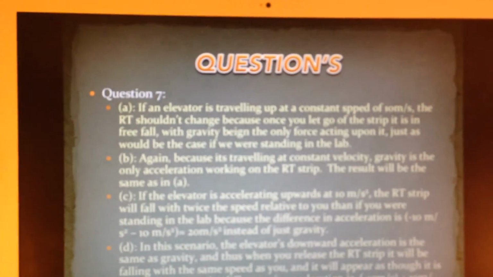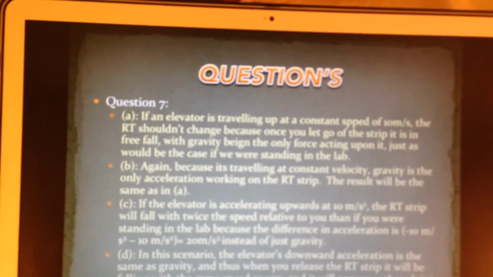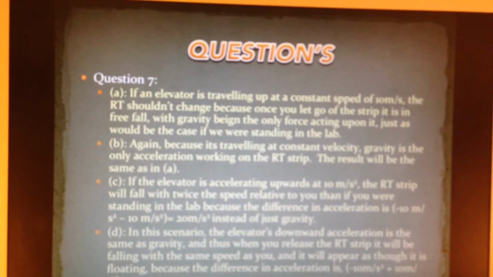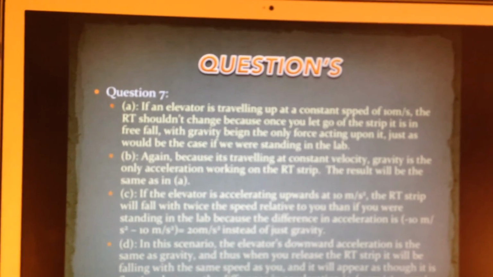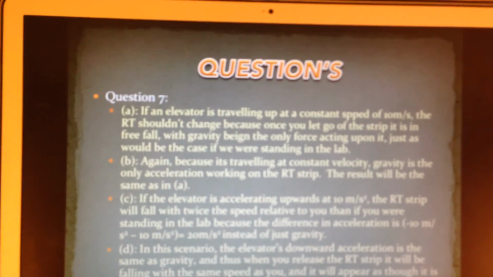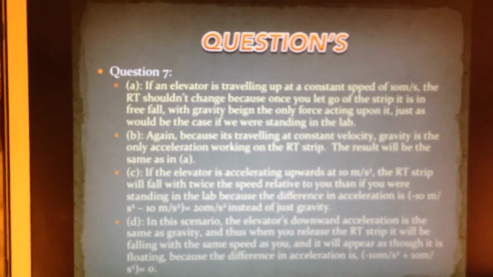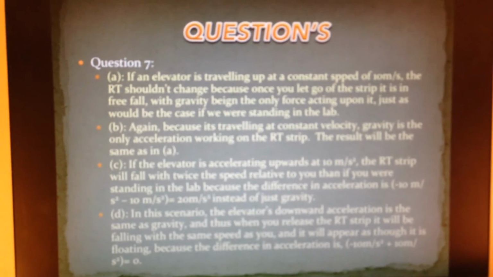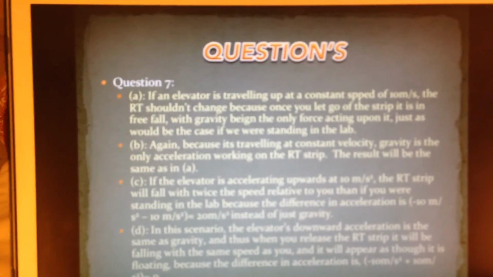All right, on to question 7. If an elevator is traveling up at a constant speed of 10 meters per second, this means the acceleration up is 0. Thus, the only acceleration acting on my RT strip would be gravity, which is the same as if I were standing in the elevator and dropped it; it would free fall, because gravity is the only acceleration acting on it. And thus, it would be no different than if I was standing in the lab, doing the same thing.